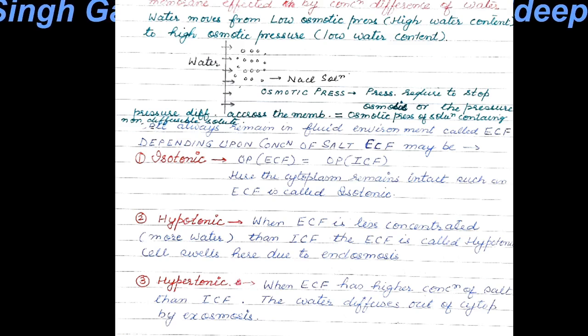Now the movement of water across the membrane starts in hypotonic solution, but in what direction? Let us see. When ECF is less concentrated, that means more water, than ICF, then water will start moving inside the cell and the cell will get swelled. So when the cell is laid in a hypotonic, less concentrated solution, then the movement of water will be from outside to in, and the cell will swell. This is called as endosmosis.